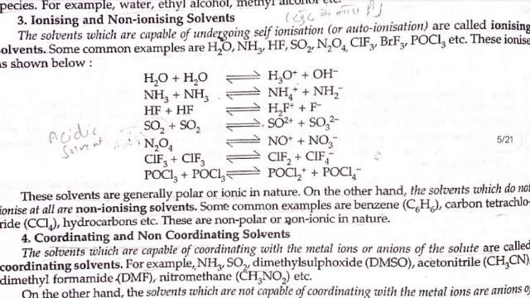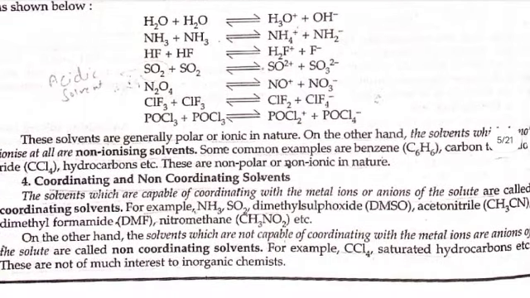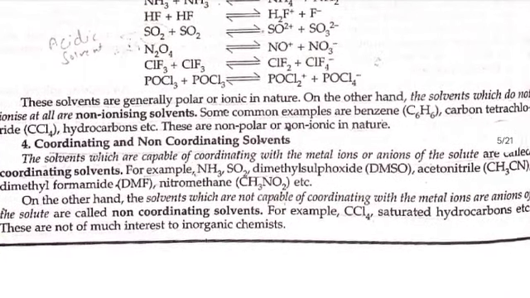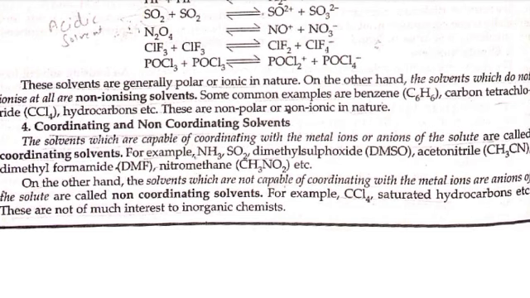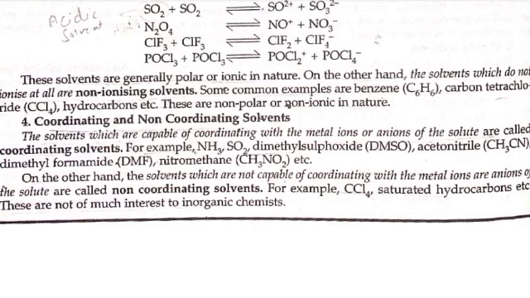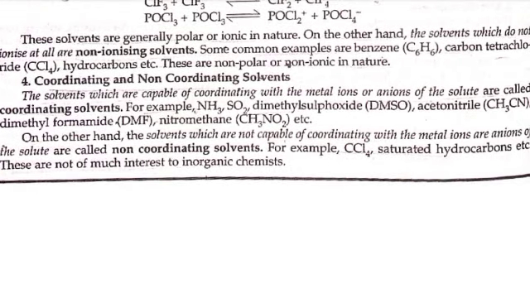Ionizing and non-ionizing solvents. The solvents which are capable of undergoing self-ionization or auto-ionization are called ionizing solvents. Some common examples are water, ammonia, hydrogen fluoride, sulfur dioxide, etc. These ionize as shown below. These solvents are generally polar or ionic in nature. On the other hand, the solvents which do not ionize at all are called non-ionizing solvents. Some common examples are benzene, carbon tetrachloride, hydrocarbons, etc. These are non-polar or non-ionic in nature.